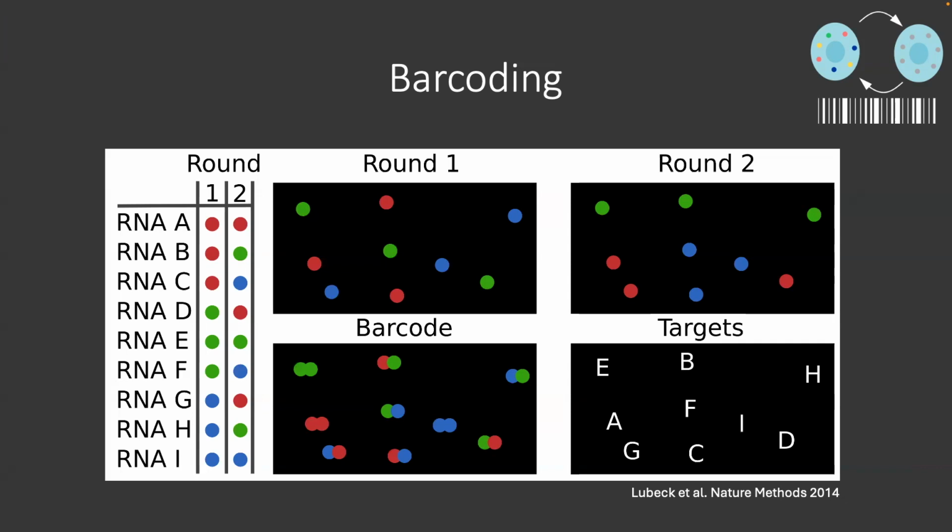So then you strip the probes off and you hybridize the probes of the second round, and now you see that these same molecules changed color or didn't change color. And if you then afterwards align all these images, you can see that these dots have a sequential color code. In this case, this molecule is red first and then green. And then we go back to our lookup table and we see red, green, that must be RNA B. So in that way, we can identify 9 targets in 2 rounds with just 3 different colors.